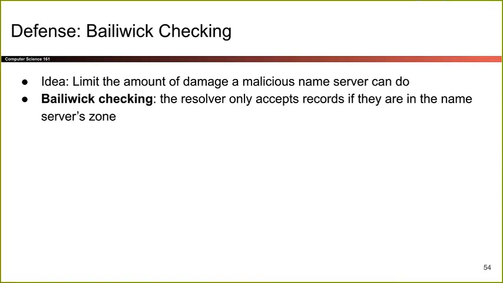So it's kind of like least privilege. So this is called bailiwick checking. And basically what we're doing is the resolver is only going to accept records in the zone, in the proper zone. So we'll see what this means.